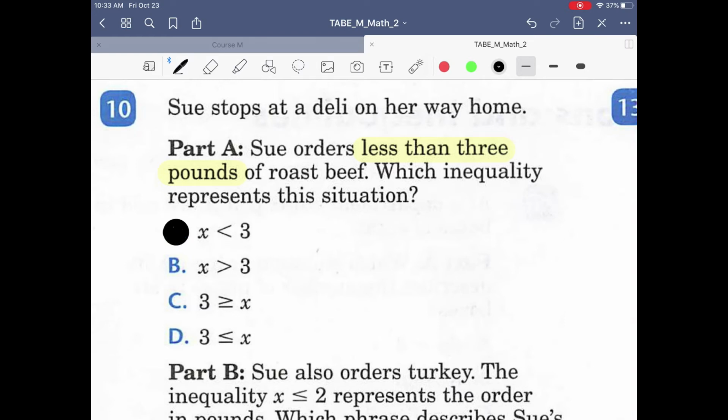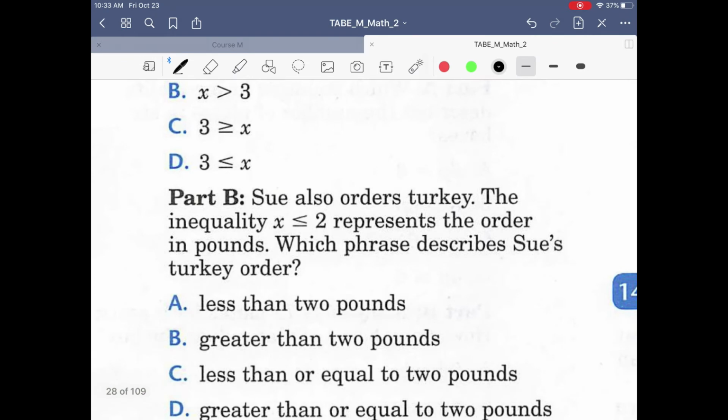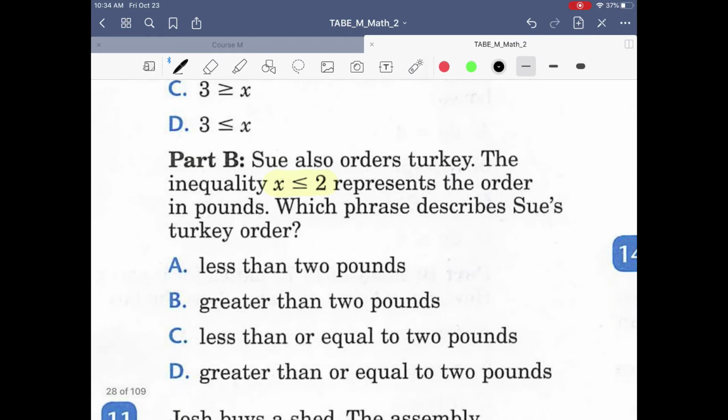Part B. Sue also orders turkey. The inequality x is less than or equal to 2 represents the order in pounds. Which phrase describes Sue's turkey order? It's less than 2 pounds. It's greater than 2 pounds. It's less than or equal to 2 pounds.